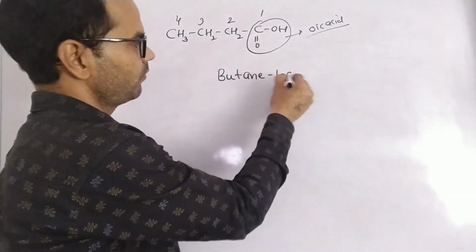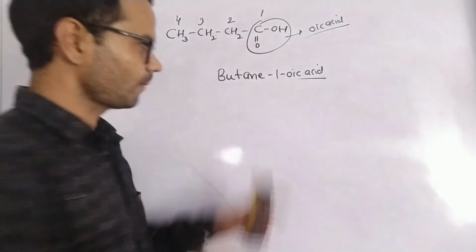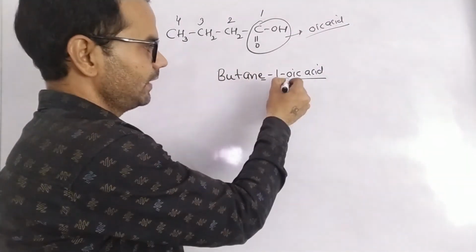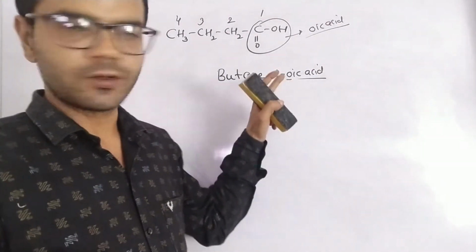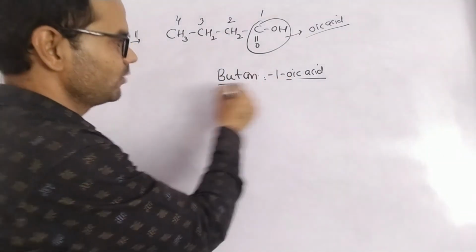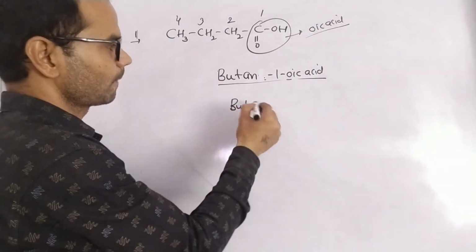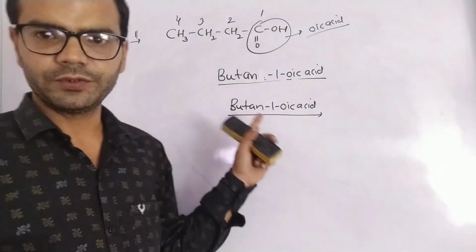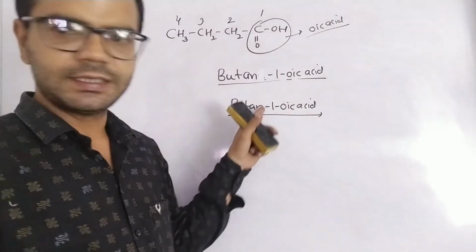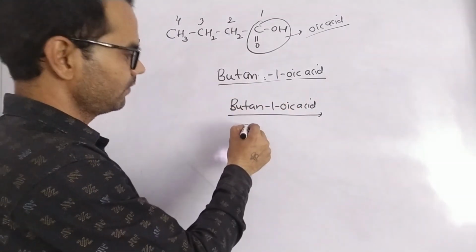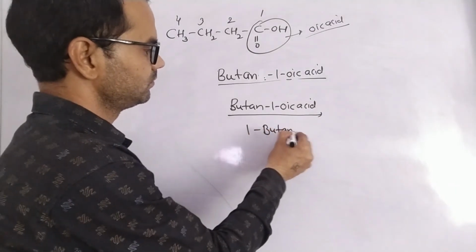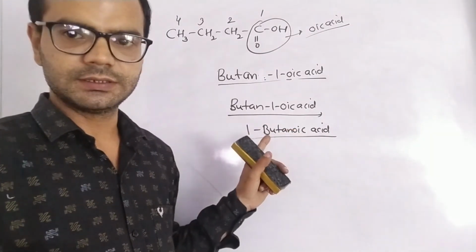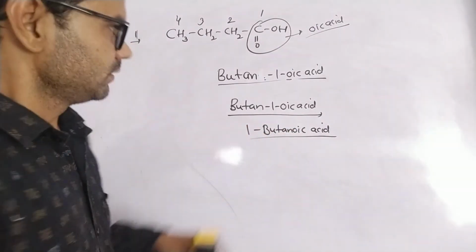So butane 1 oic acid. But there is one mistake we commonly make, that is E and O. Two vowels can't be present together, so we drop this E. So the final IUPAC name will be butan-1-oic acid, or you may write the number at the front, 1-butanoic acid, right?